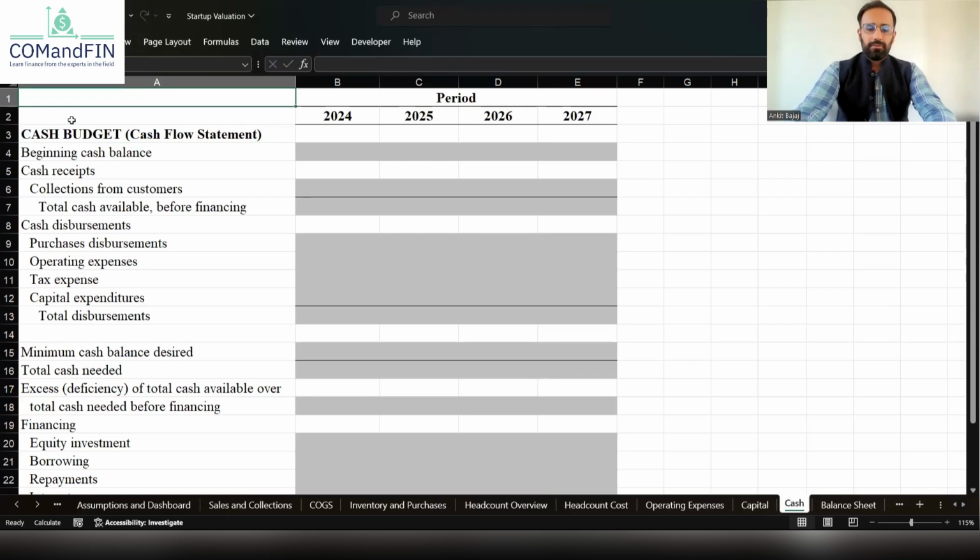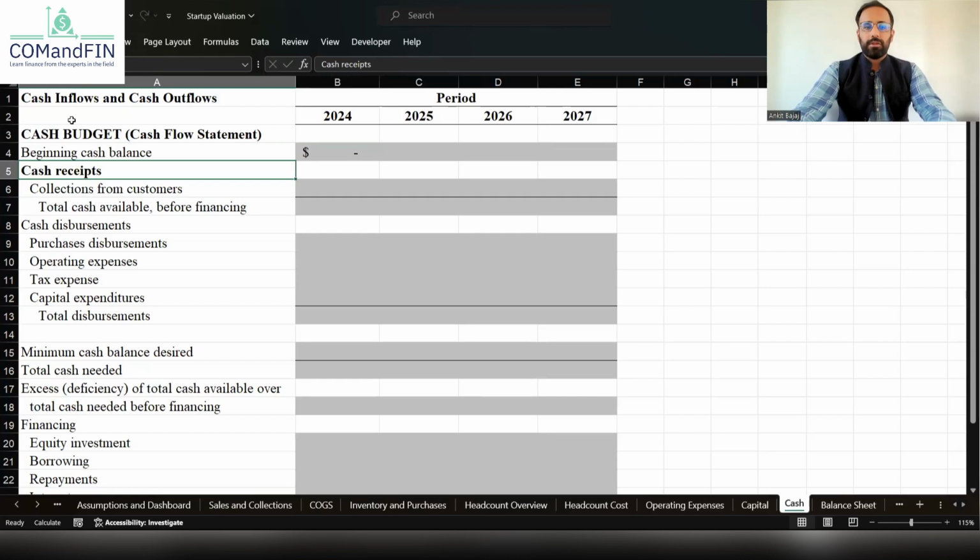Now, in cash budget, we have to record the transactions related to cash inflows and cash outflows, right? So here, if you see, we will first record the cash receipts, and after that, we will record the cash payments. Now, if I talk about the opening balance, if you have started any business in year 2024, obviously your opening balance is going to be zero here.